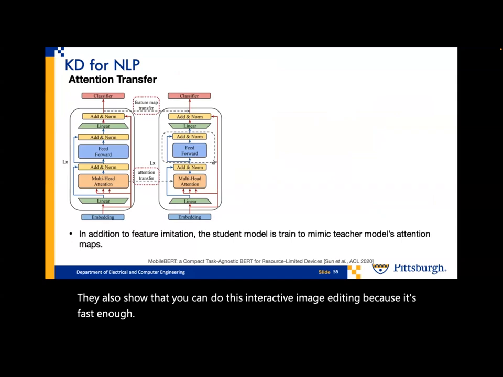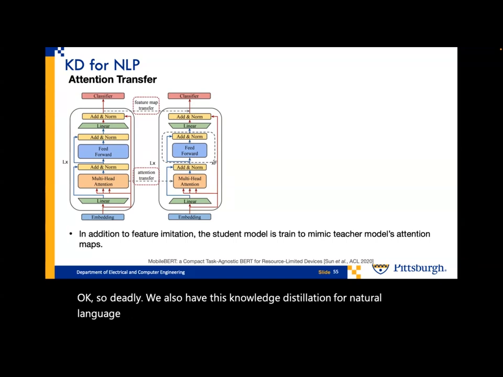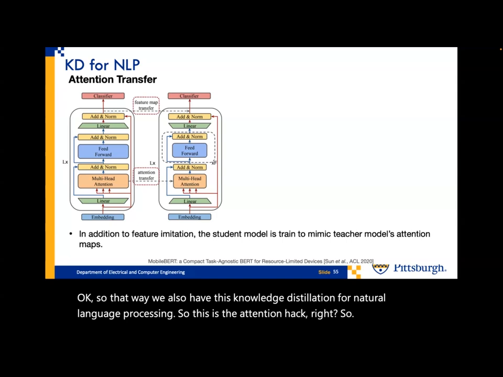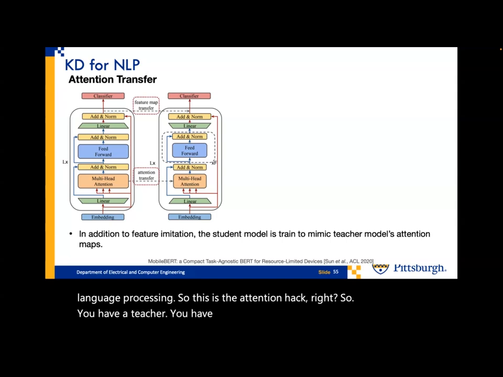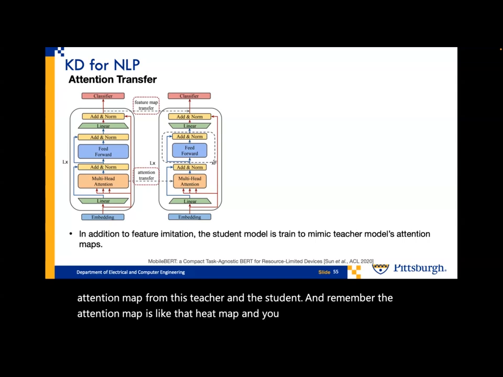Okay. So then we also have knowledge distillation for natural language processing. This is the attention head, right? You have a teacher and a student, and they are trying to match the attention map from the teacher and the student. Remember, the attention map is like that heat map, and you can also define an L2 loss on them.